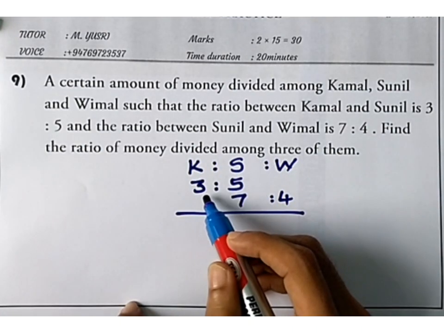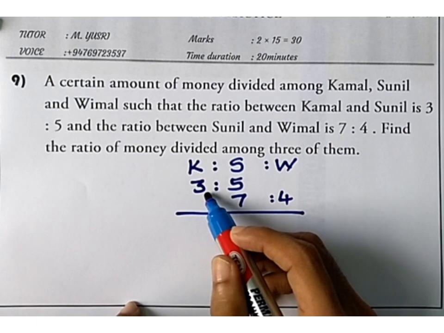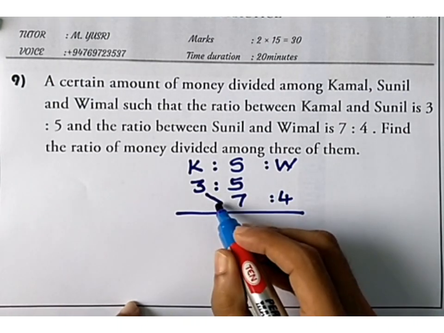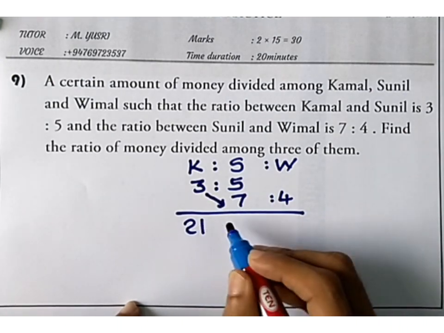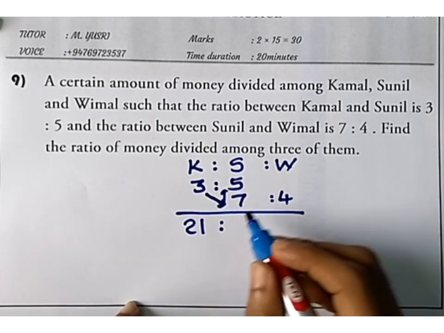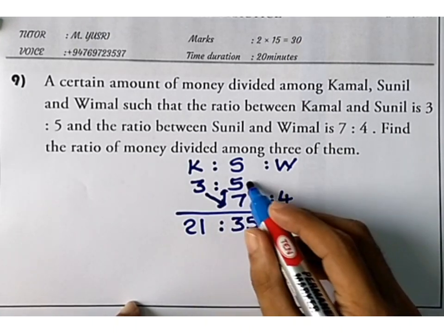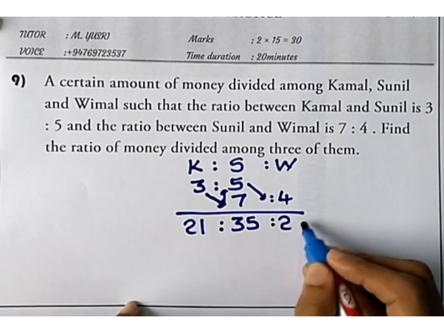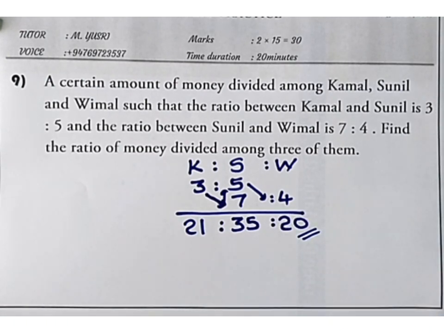So how to find that? We just have to multiply in this order. 3 into 7 is 21, then 7 into 5, 7 5s are 35, and for the last, 5 4s are 20. So this is the answer.